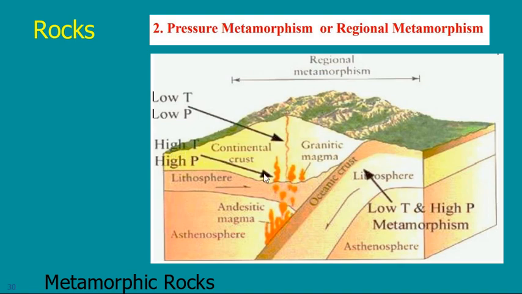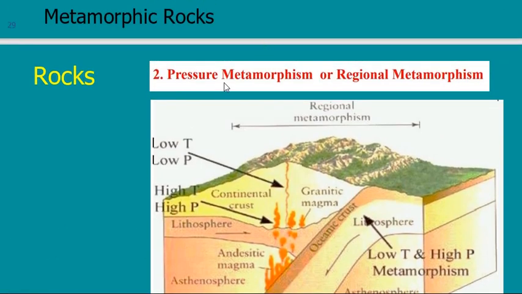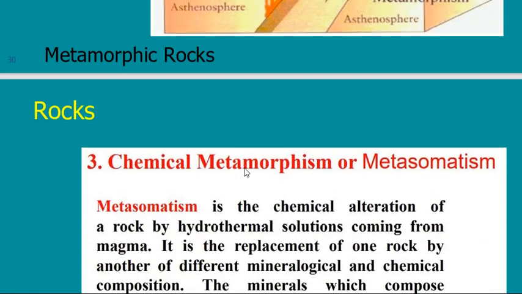So here you can have a different type of metamorphic rock. Here you have another type of metamorphic rock. Here at this location you will have low temperature because you are near the ground, but you have high pressure because it is the location where the two continents bumped together, so you have very high pressure. So metamorphism can happen by pressure.